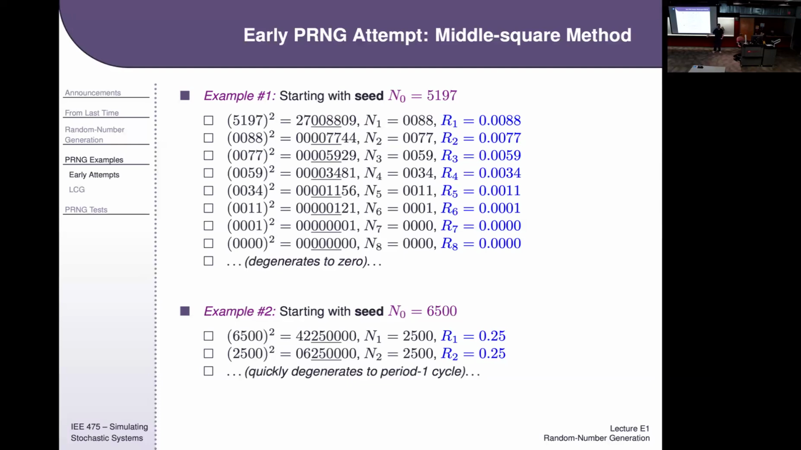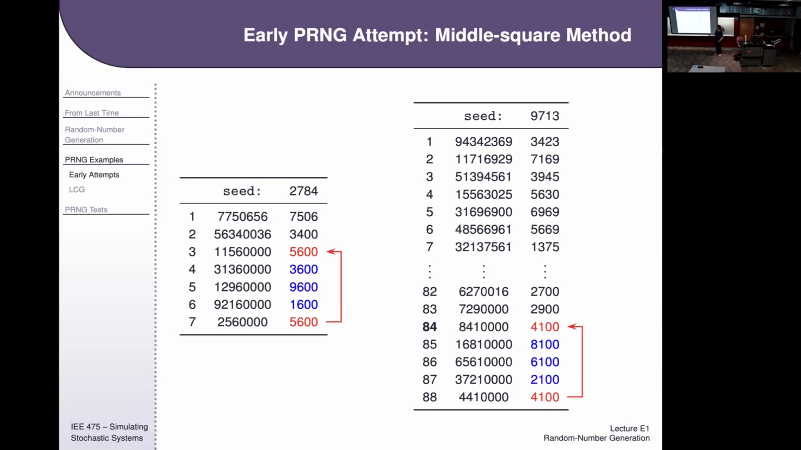The other problem you can get is cycles. And these cycles might be of length 1. So this is another type of fixed point here, like the 0. But here I started with 6,500, square it, the middle 4 digits are 2,500. But if I take that and square it, the middle 4 digits are still 2,500. So I keep getting 0.25 over and over and over again. That's not good. And then I can get more complicated cycles as well.